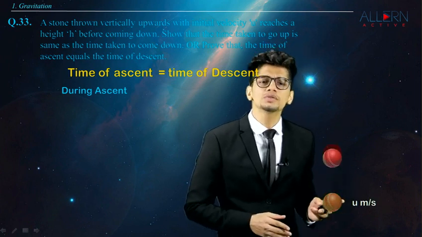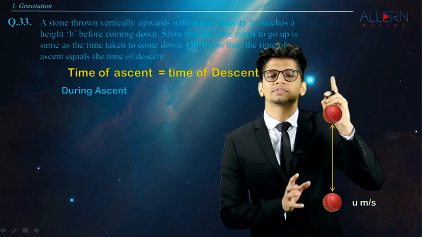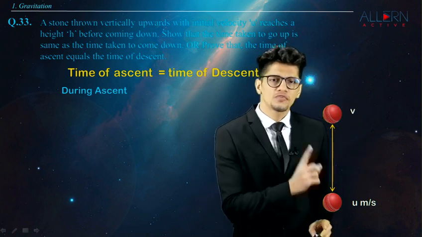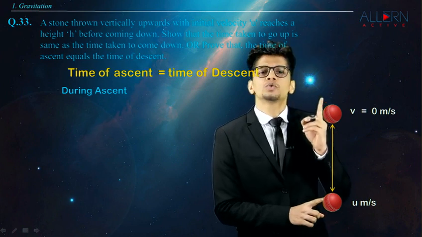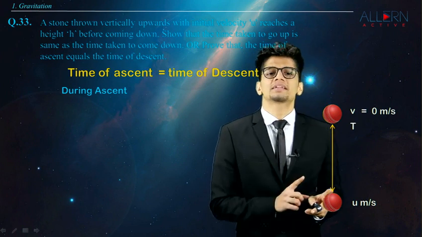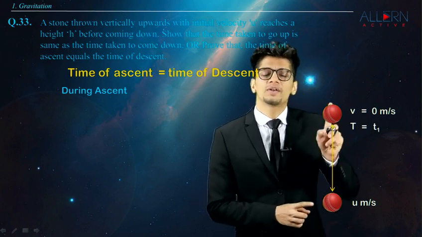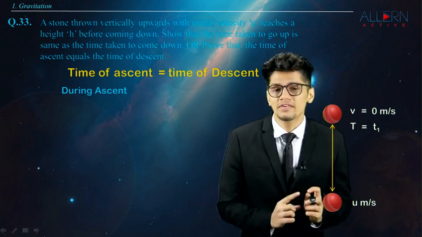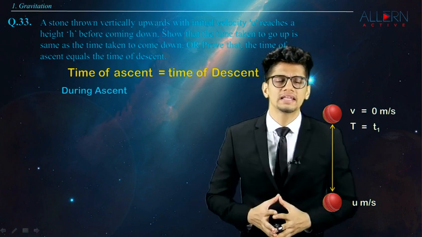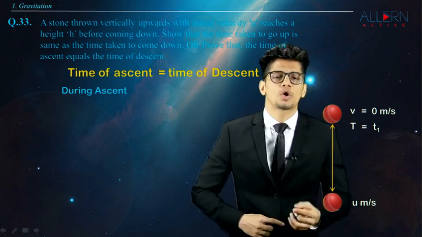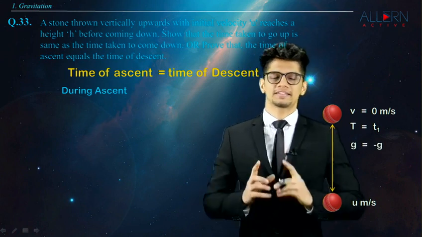When I throw this ball in the upward direction, it reaches the top and the final velocity becomes 0 because it stops at the top. So v is equal to 0 meters per second. The time that it takes to reach up, that is the time of ascent, we will consider as t1. When the ball was moving up, the final velocity became 0. That means whenever something goes up, its velocity decreases, and whenever velocity decreases, that type of acceleration is called negative acceleration. So instead of g, we will take minus g.